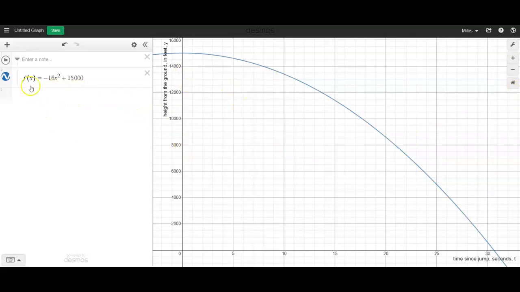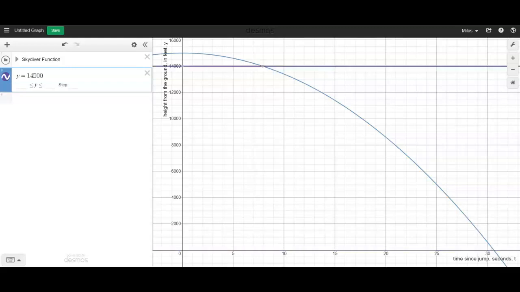So by creating this folder, notice that when I put that arrow away, that just makes sure it's all part of one folder, so I could call this skydiver function. And so that way I know that that's what that folder will contain. You don't have to create folders, it's just convenient. And now I'm going to graph another one. I'm not going to put this one in the folder just because we're not going to be doing a lot of stuff on here. But I want to graph y equals 14,000.